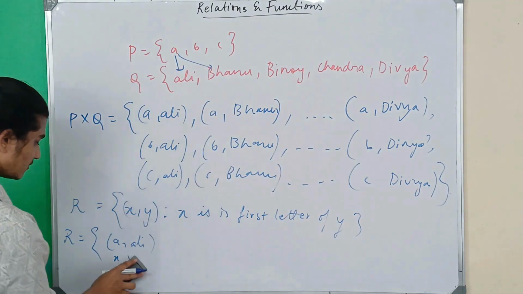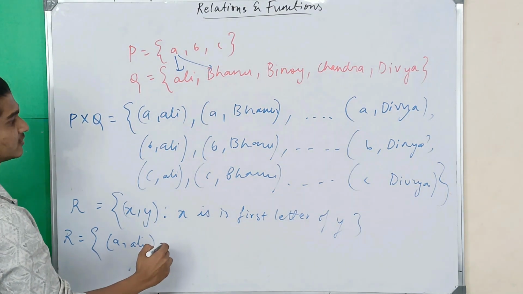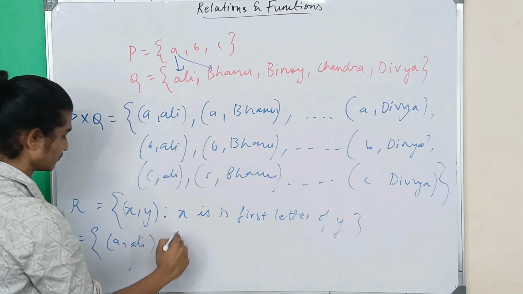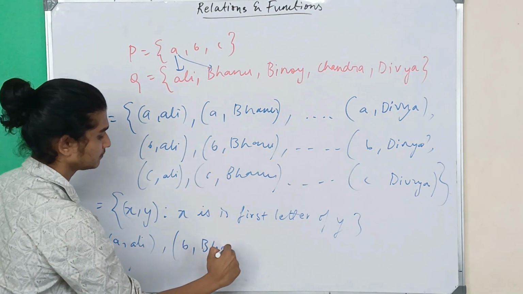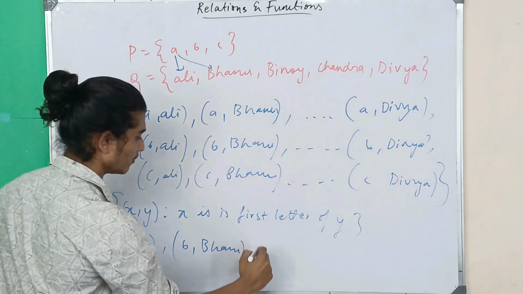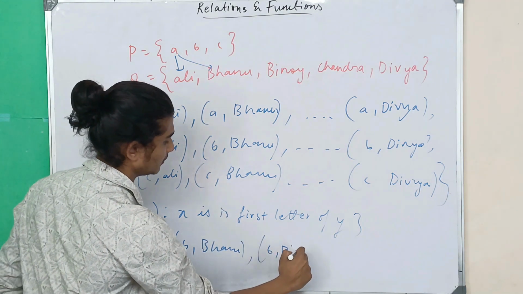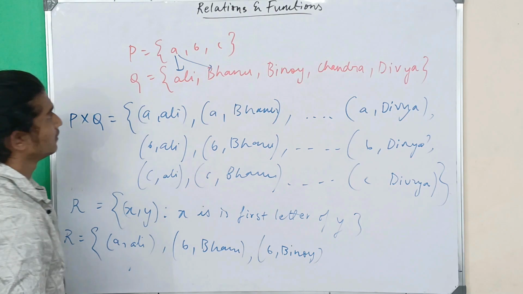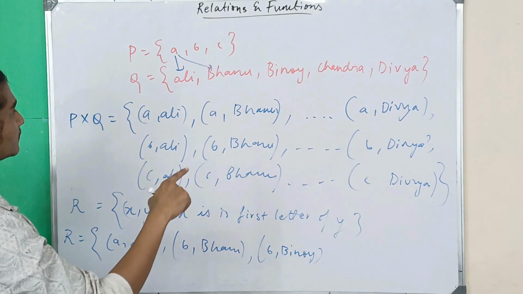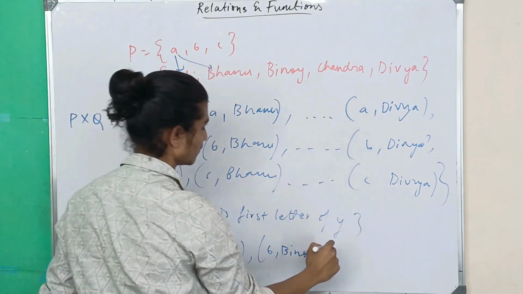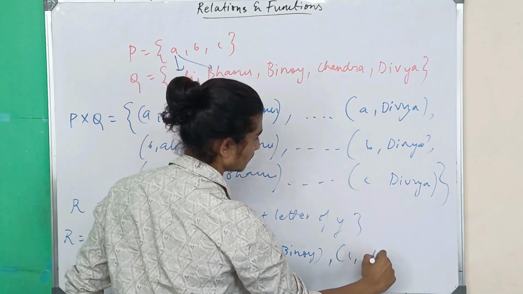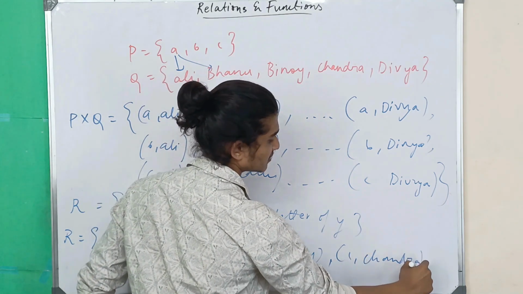So next thing which we can choose here is B Banu, and then B Binoy. Try to solve this on your own. And then what else we can choose? You can choose C Chandra. I think these are all the elements possible here.